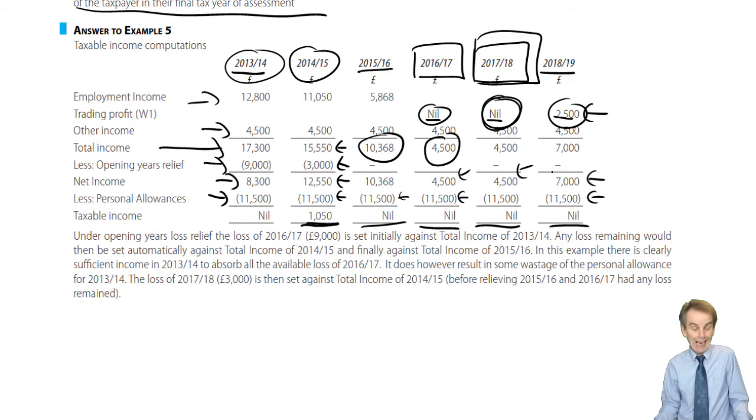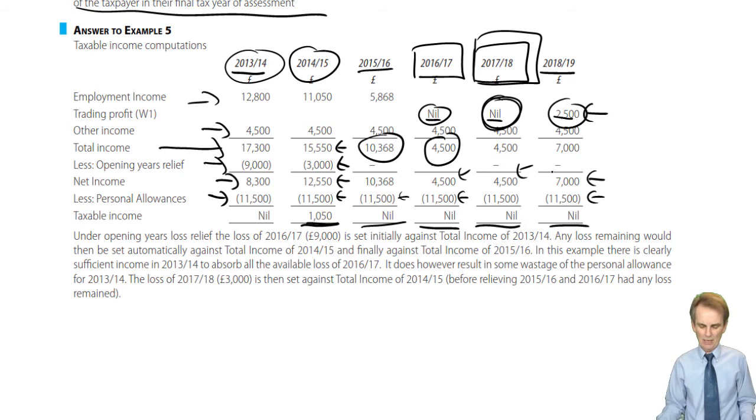So here, yeah, you probably would indeed have made the opening year's loss relief claims, because although, yes, there is some wastage still of the personal allowance, there is still at least a reduction in earlier years' tax, and that will generate a repayment of tax in relation to those years. You'll get money back. Okay, have a review through, make sure you're happy with that, and again, just pause before we take you through to the final area.